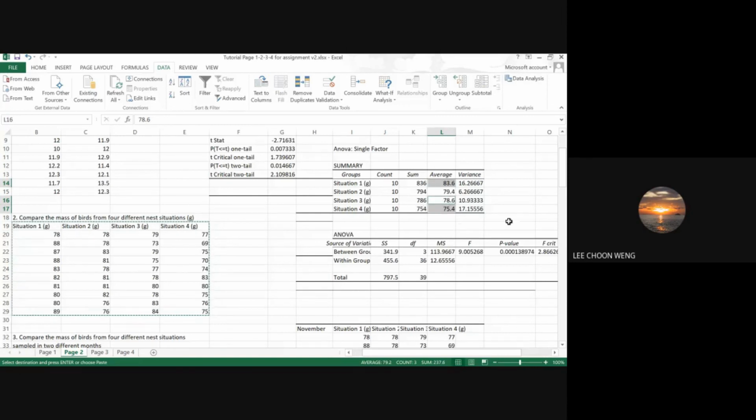So that's how you can use both. Use Excel to manage your data. Whatever simple test you want to do in Excel, you can do it. Whatever is too difficult, you can use PAST.